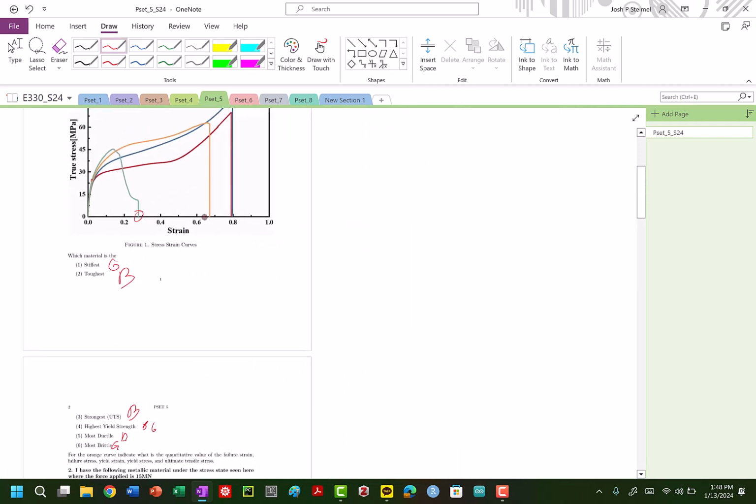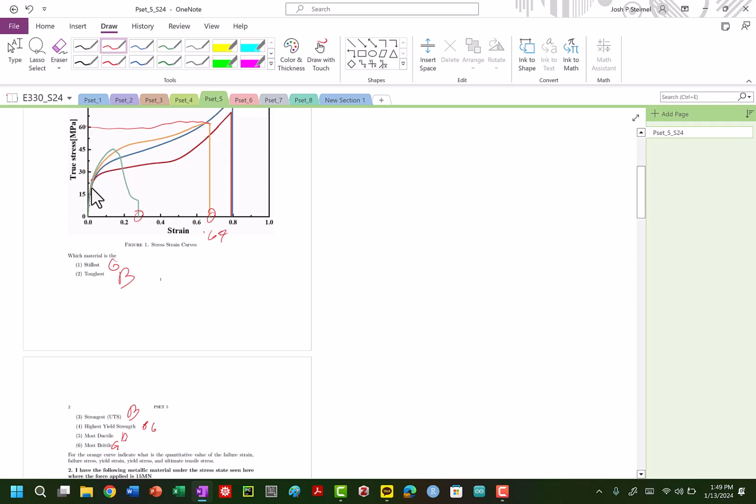stress. So this is our strain at failure. It's about 0.6, probably 0.7, something like that. Failure stress would be basically right here, so about 60 megapascals. Ultimate tensile strength is also the same as the stress at fracture when it fails.